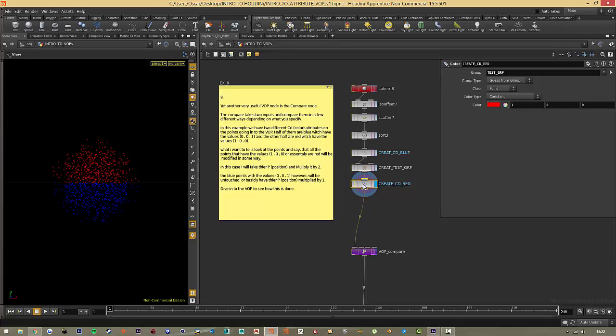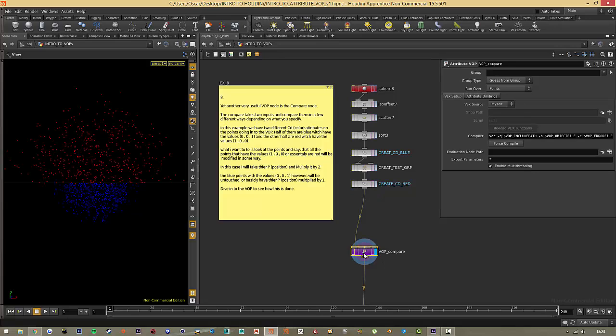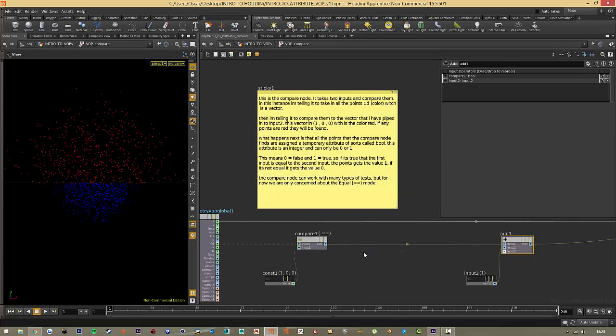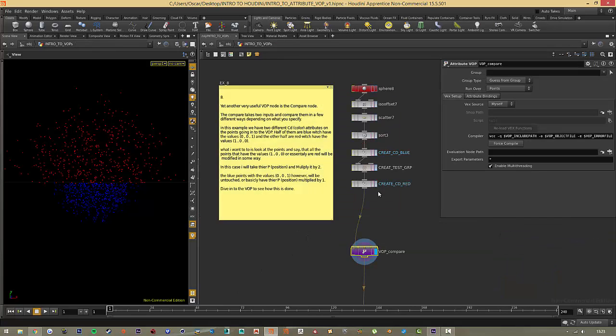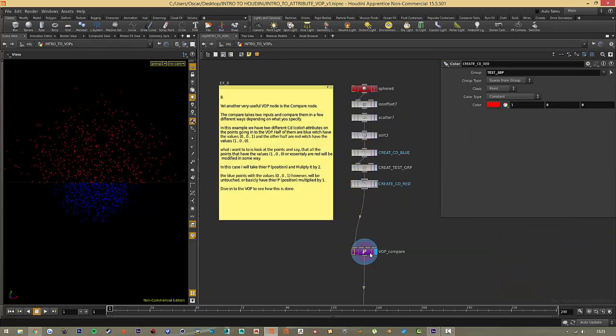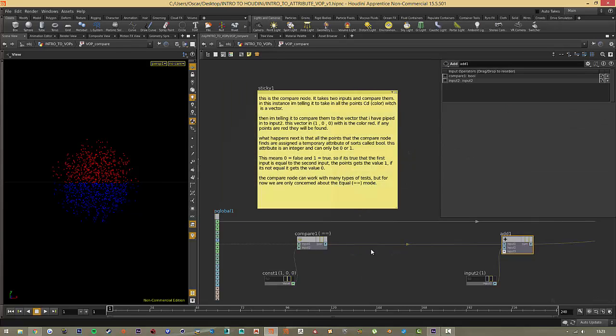So we now have two sets of points with two different color values. Some of them are blue and some of them red. Some of them have 0, 0, 1 and some of them have 1, 0, 0. This is very important because now we want to start comparing these points by the color. So let's go into the VOP.